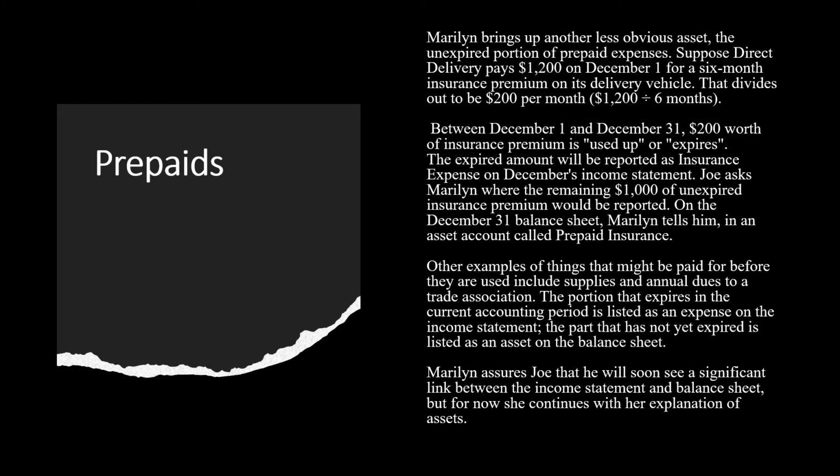Other examples of things that might be paid for before they are used include supplies and annual dues to a trade association. The portion that expires in the current accounting period is listed as an expense on the income statement. The part that has not yet expired is listed as an asset on the balance sheet. Marilyn assures Joe that he will soon see a significant link between the income statement and balance sheet, but for now, she continues with her explanation of assets.